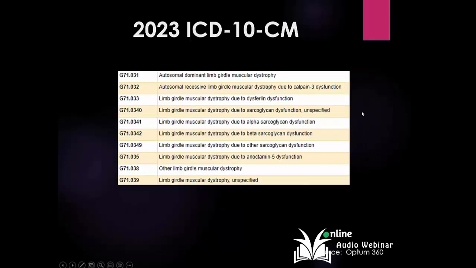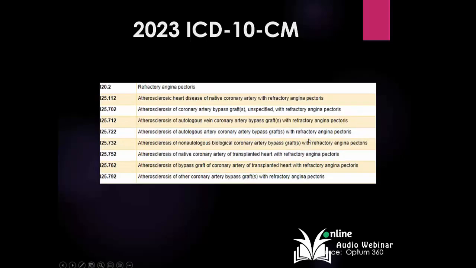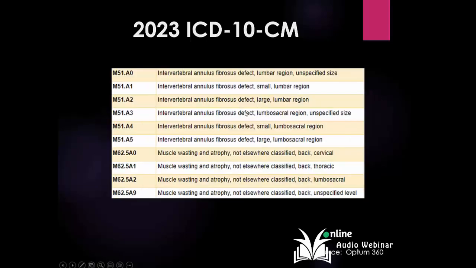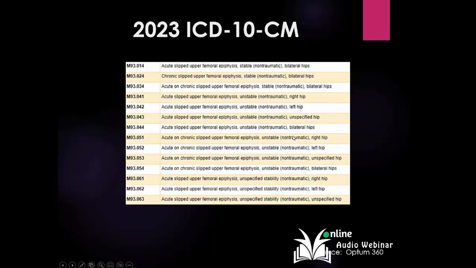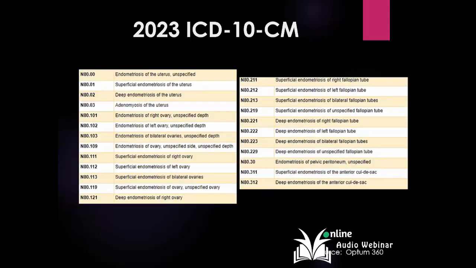Then we have some changes to muscular dystrophy. We also have separate codes for refractory angina pectoris. We have new codes for intervertebral annulus fibrosis defect. We also have a lot of new codes for epiphysis. We also have pretty significant expansion to endometriosis.